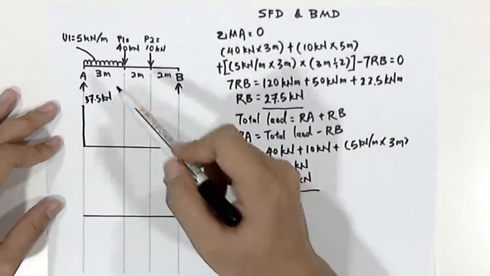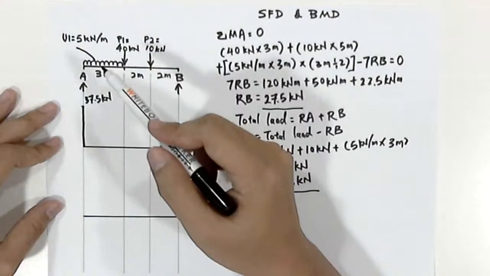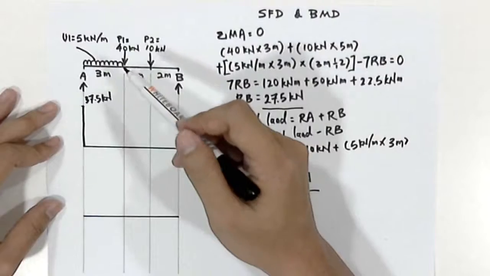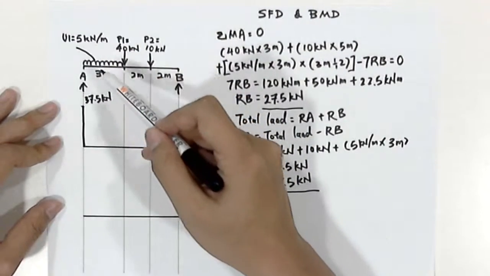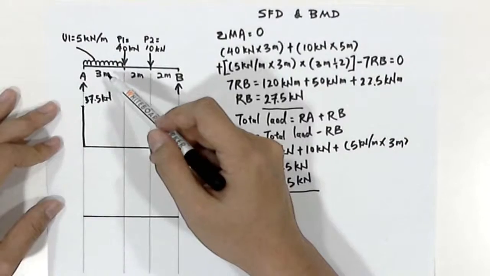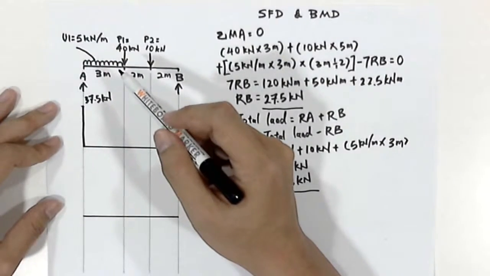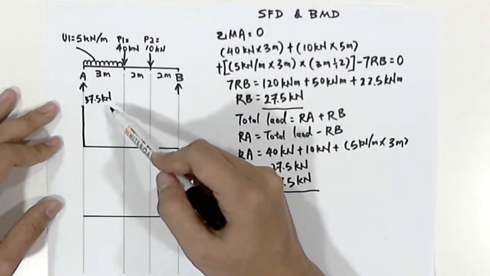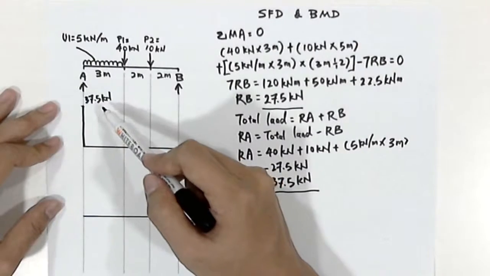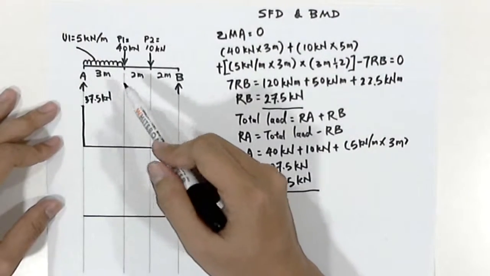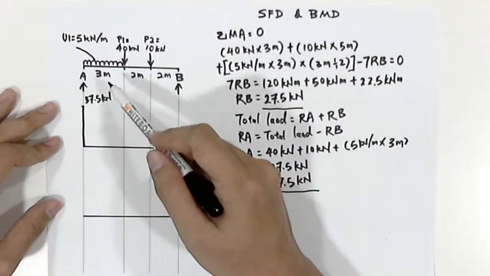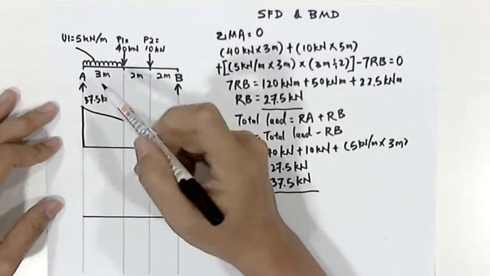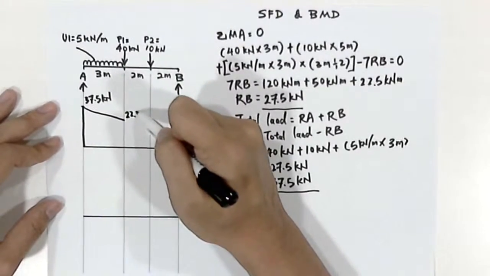What this uniform load will do to the shear force is that it will create a force of 5 times 3 meter. So we have a force of 15 kilonewton. Therefore the value 37.5 kilonewton will be deducted with the number 15 kilonewton. And the value we'll get will be 22.5 kilonewton.